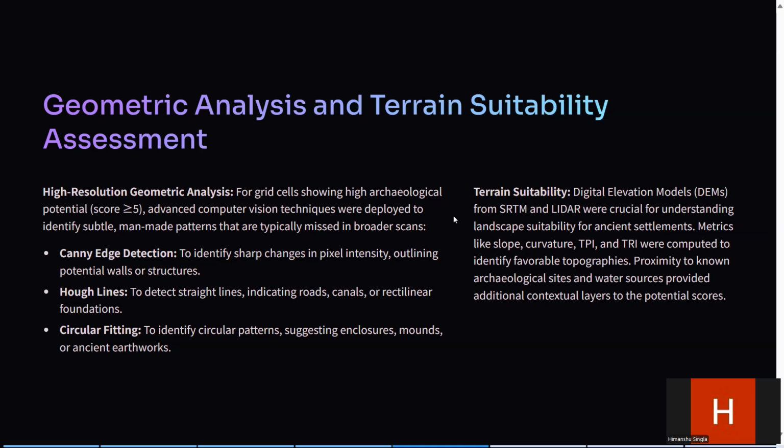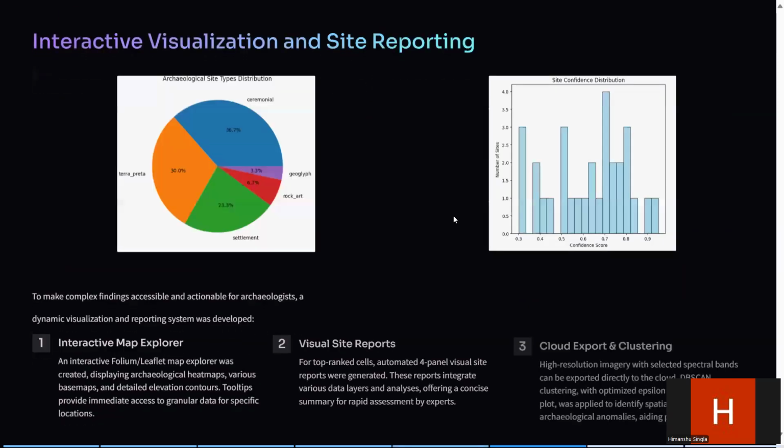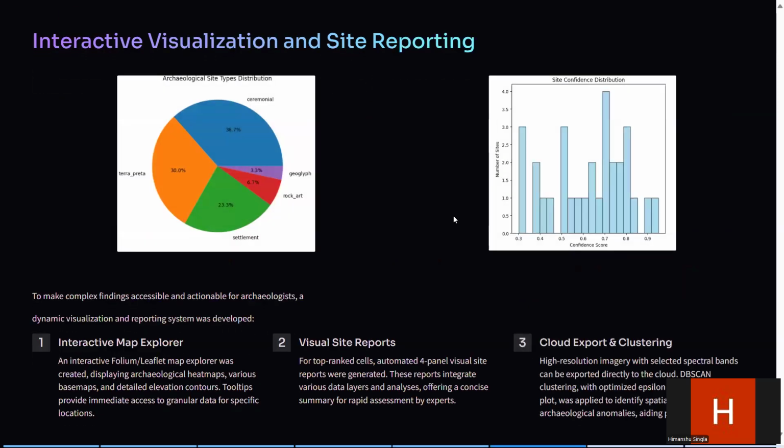Let's talk about the terrain suitability. Digital elevation models from SRTM and LiDAR were crucial for understanding the landscape suitability for ancient settlements. Metrics like slope, curvature, TPI, and TRI were computed to identify the favorable topographies. I have used interactive visualizations and site reporting to visualize the area very well. I have used the Folium Map Explorer to display the archaeological heat maps, and I have created visual reports as well of particular areas that have high potential.